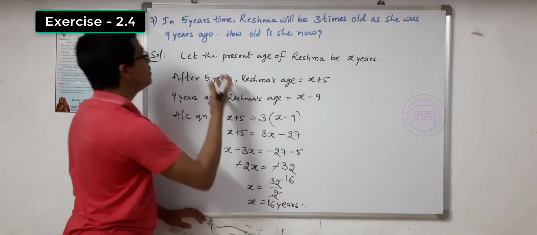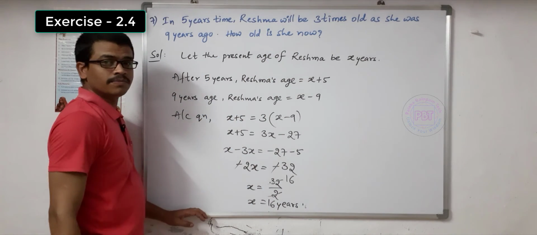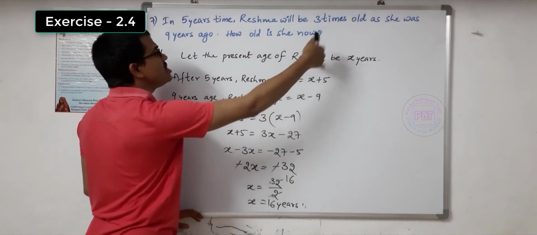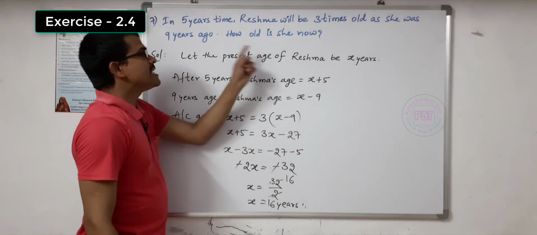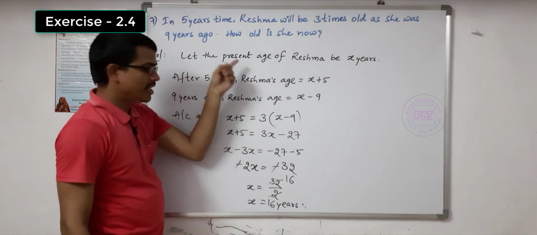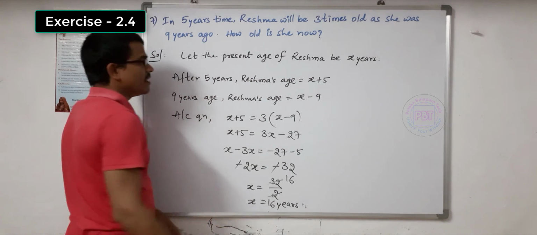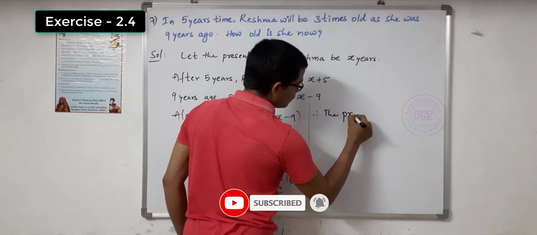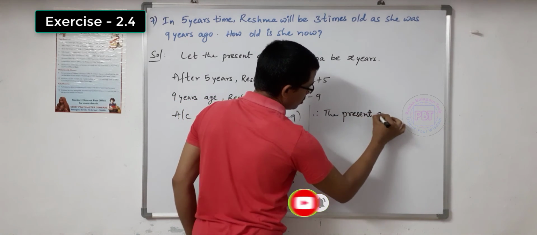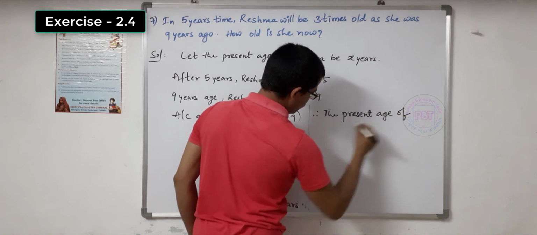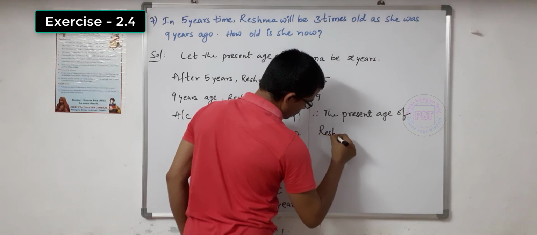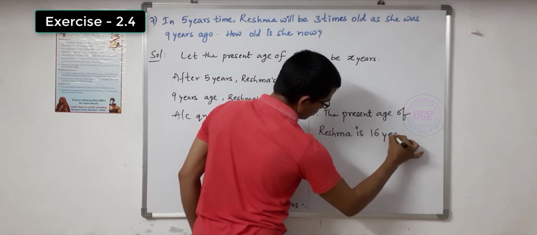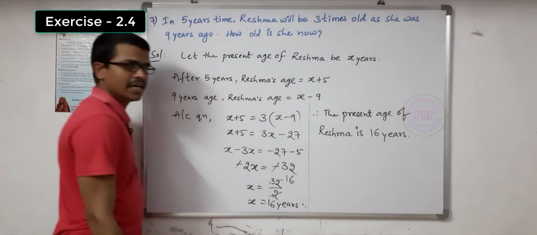x is nothing but the present age of Reshma, isn't it? What we have to find? How old is she now? It means the present age of Reshma we are going to find, that is 16 years. Write that. Therefore the present age of Reshma is 16 years. Okay.